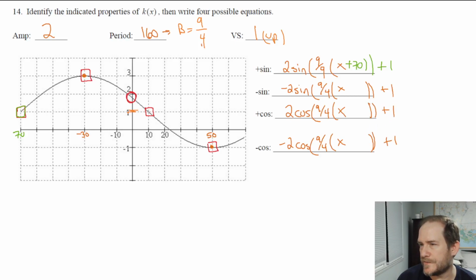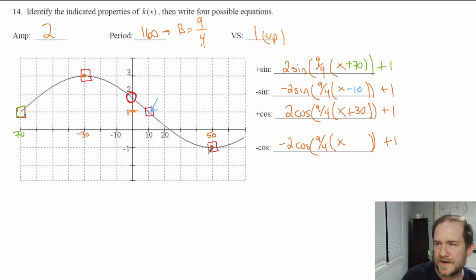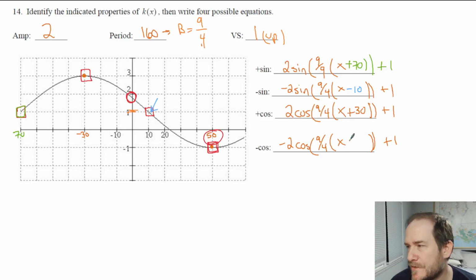Alright, so what else? For negative sine, you'd want to start here on the midline coming down. That's a 10 degree shift to the right, so it would be minus 10. Then we got cosine, which wants to start at a max. It's at 30, so it would be x plus 30. And then negative cosine would start at a min, which is sitting at 50. So x minus 50.